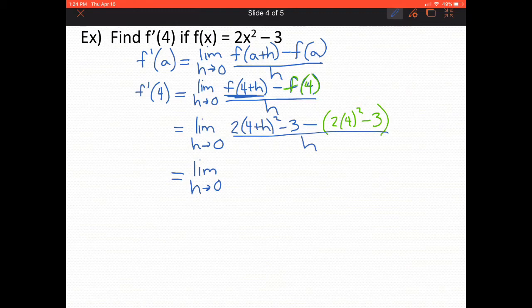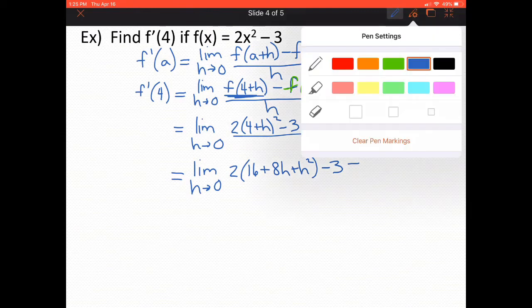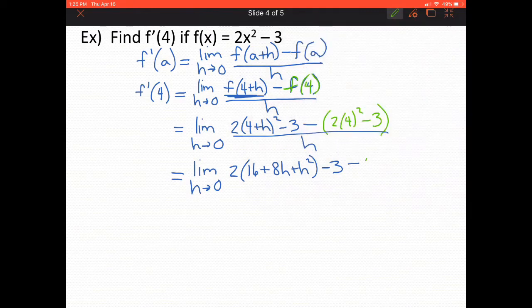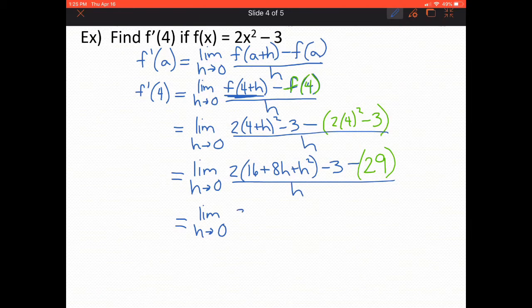We need to do (4 plus h) squared. So 4 plus h times 4 plus h is 16 plus 8h plus h squared. Still have minus 3, minus, and if we were to do the parentheses, we'd get 29. Okay, still all over h. So the limit as h approaches 0, got to distribute that 2, so 32 plus 16h plus 2h squared minus 3 minus 29, still all over h.